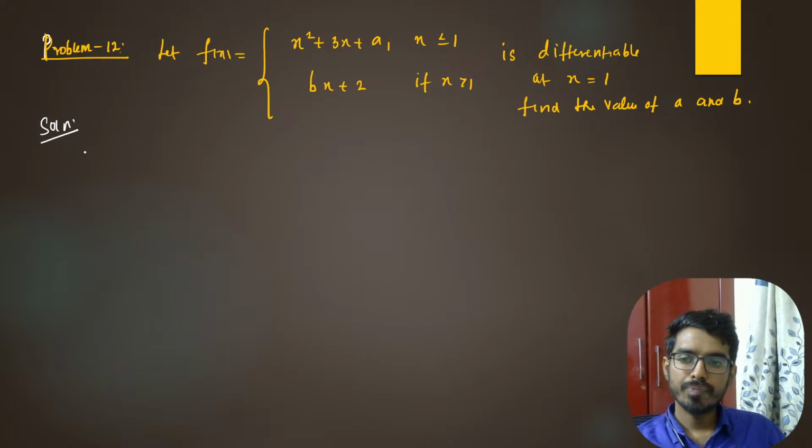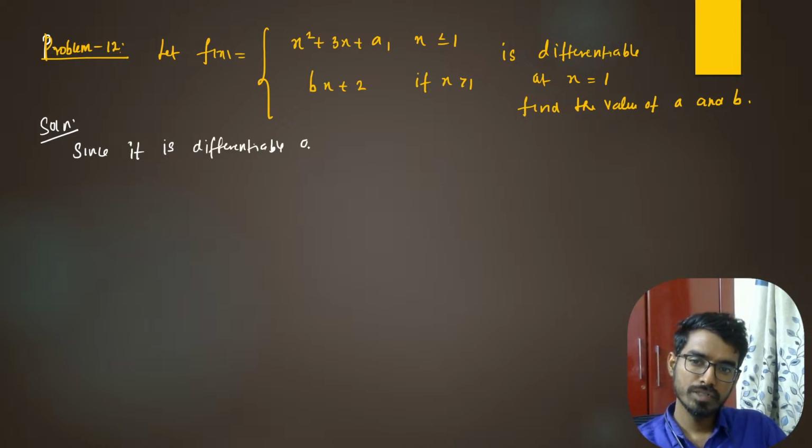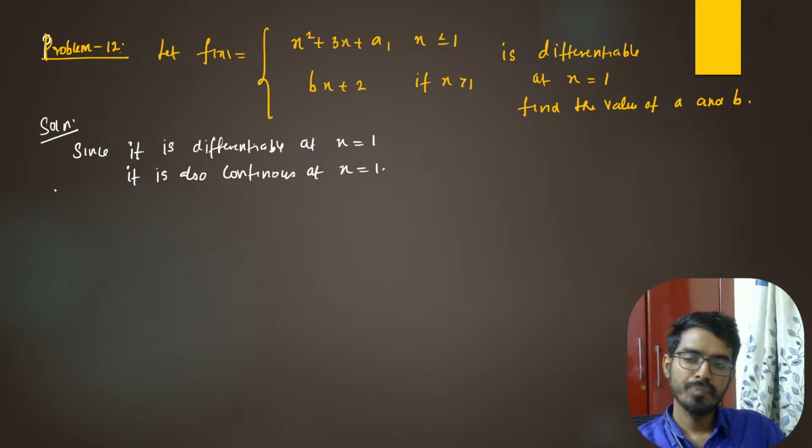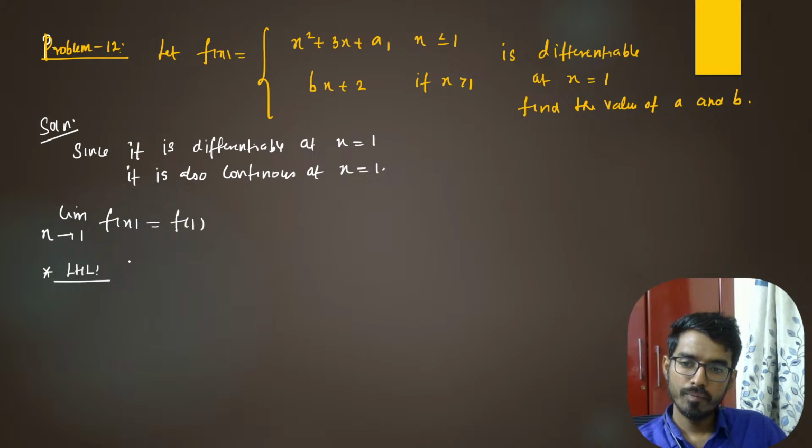Start with, since it is differentiable at x is equal to 1, it is also continuous at x is equal to 1, right? So that means limit x tending to 1 f of x is equal to f of 1. This will be true. So first what we'll do is we will find LHL at 1. So limit h tending to 0 f of 1 minus h.